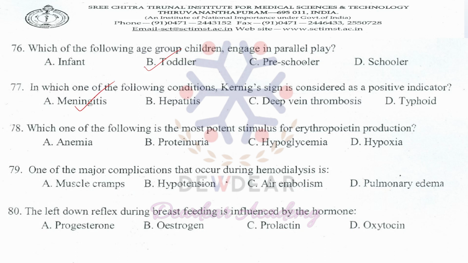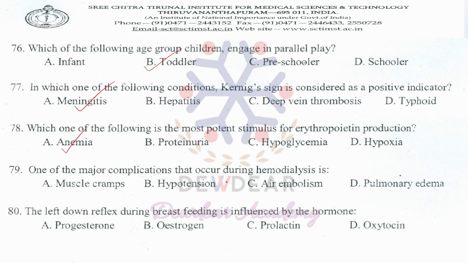Then question number 78. Which one of the following is the most potent stimulus for erythropoietin production? Options are anemia, proteinuria, hypoglycemia, hypoxia. The correct answer is anemia. Anemia is the stimulus for erythropoietin production.